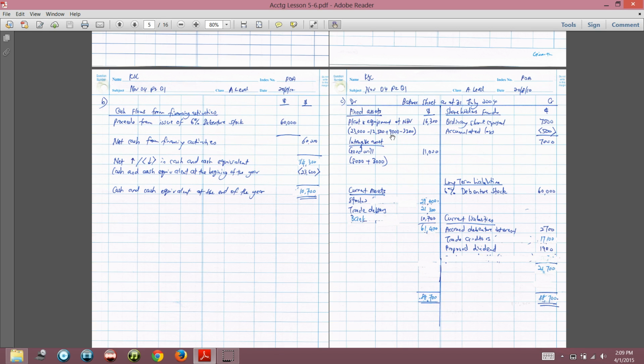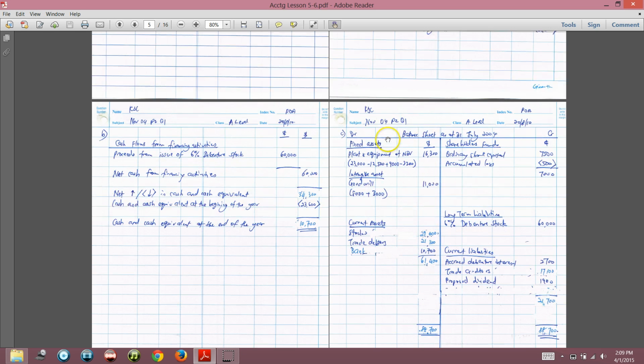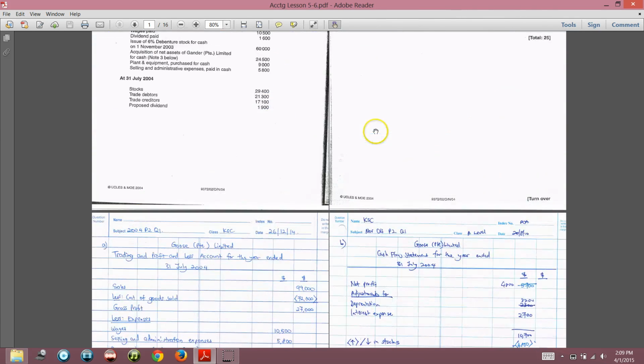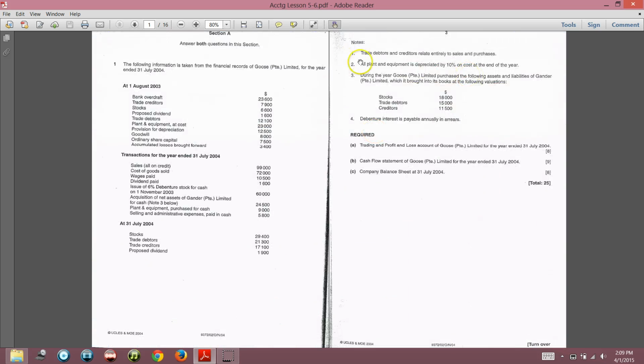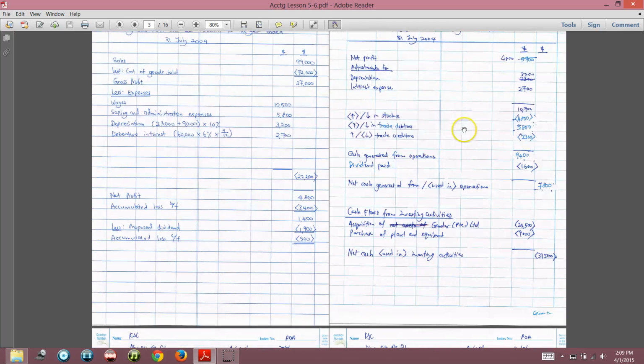Then I would like to calculate the depreciation for the year. If you look at the question, all plant and equipment are depreciated at 10% on cost at the end of the year. So in the profit and loss account, I put depreciation here. So what is the cost?